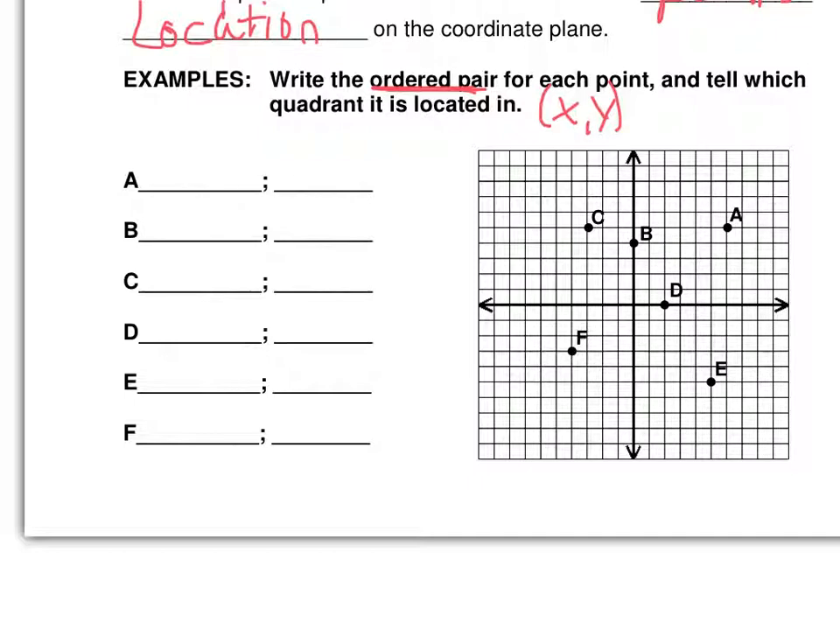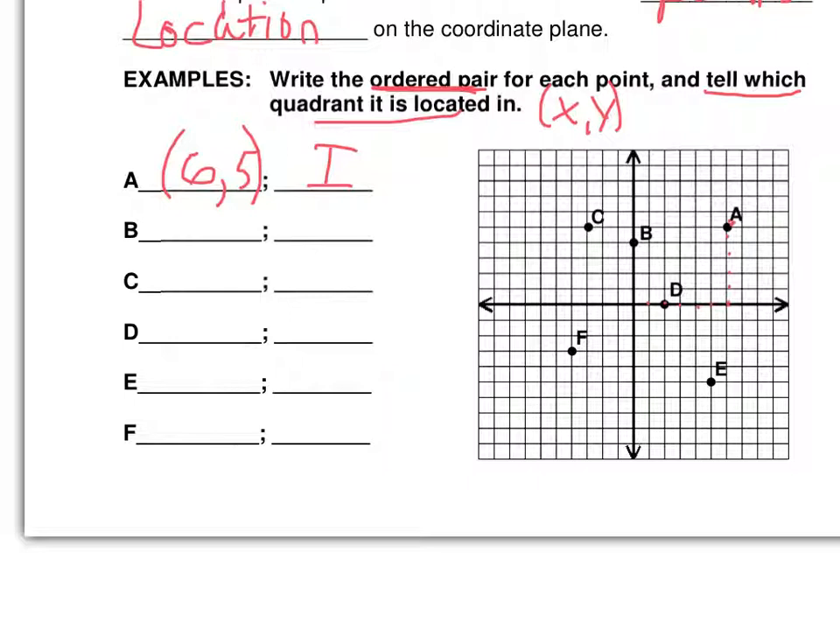Point A is located over to the right. How many places? 1, 2, 3, 4, 5, 6 to the right. So your 6 is going to be your x value. And then your y value, it's going to go up 1, 2, 3, 4, 5. So this point is located at 6, 5. And usually you put your parentheses around it, and then it says tell which quadrant it is located in. So point A is in quadrant 1. So for each of these, you're going to describe where it is and tell what quadrant it is located in.